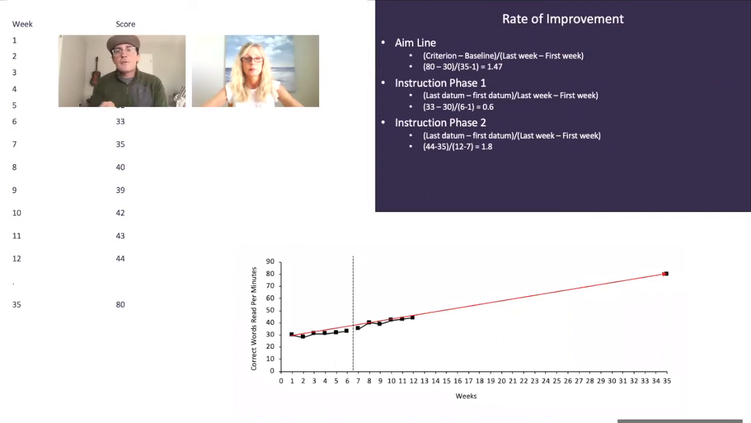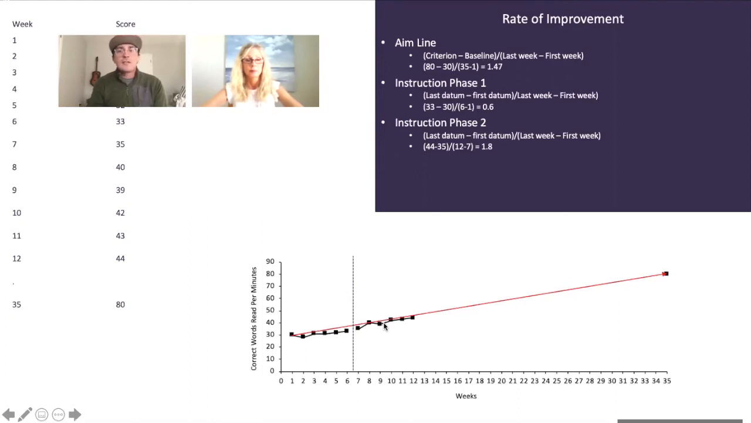So what that number is telling you is each week, the student needs to be gaining 1.47 newly correct read words. And then you can see for instructional phase 1, we go through that same formula and we found the student was only progressing at 0.6, which means the student was only gaining 0.6 newly correct words read per week. That number is drastically lower than the aim line, right? So we know the student was not progressing. So the team opted to change instruction, which is what this vertical dotted line means.